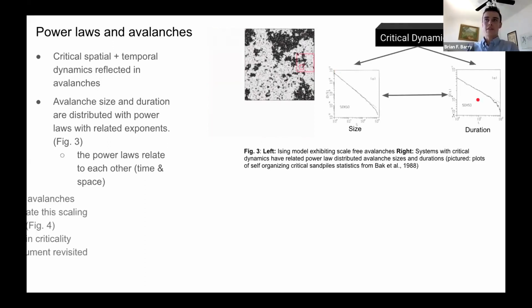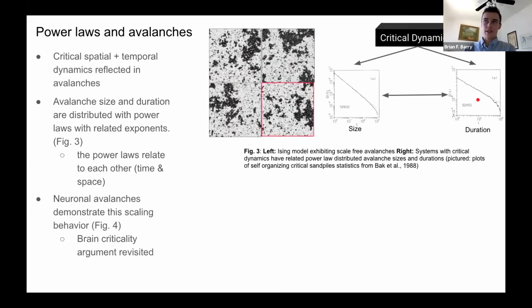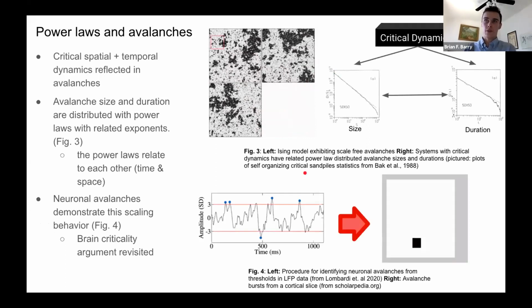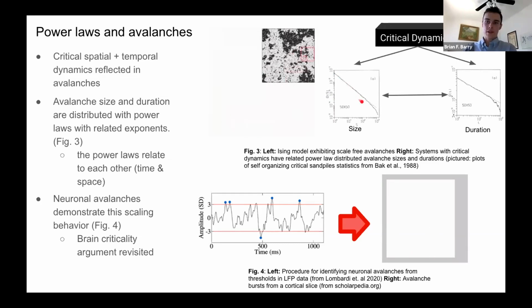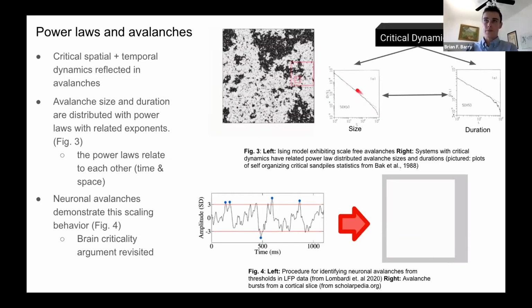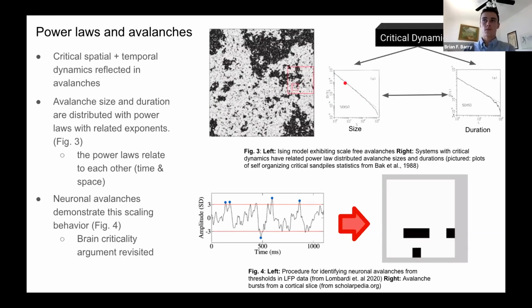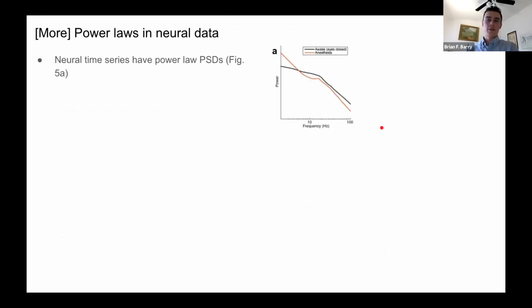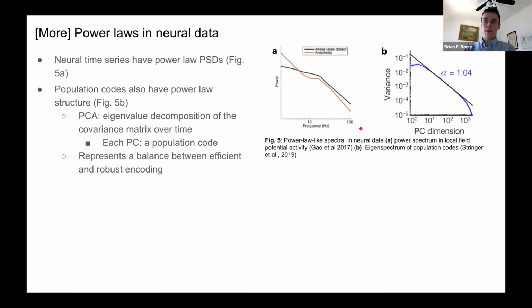So neural activity also undergoes avalanche-like activity. Local field potentials, for example, when exceeding 3 standard deviations or some other threshold, have very similar distributions for their sizes and durations as these figures above. Power laws continue to appear in neural data. I discussed the power spectrum earlier, but this other measure, the eigenvalue spectrum, is also power law shape, as found in Stringer et al. 2019.